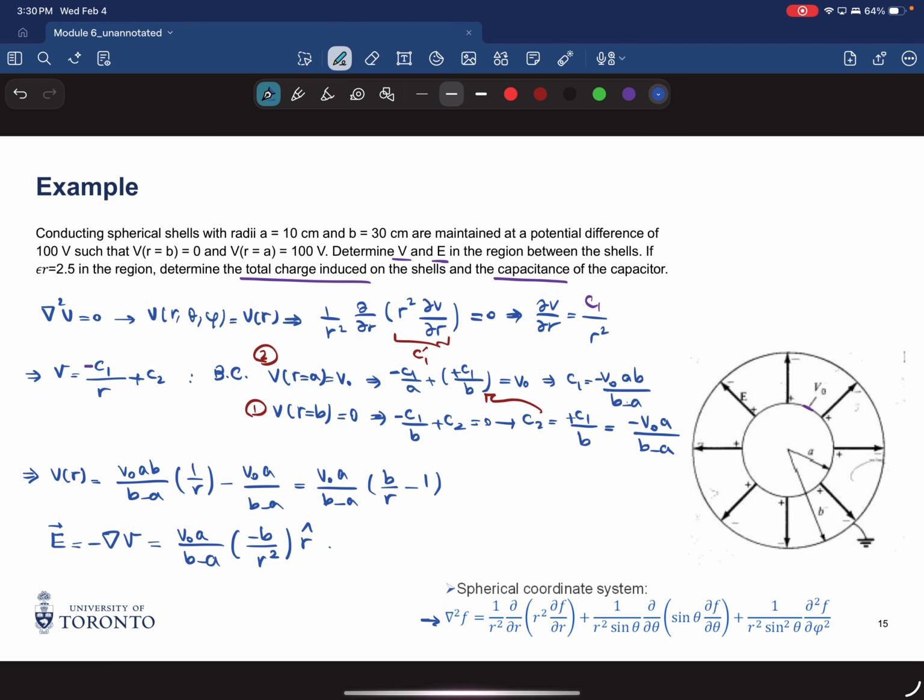So this is going to be minus, and then there is a minus here as well. So it's going to be plus V naught AB, B minus A, 1 over R squared, R hat. And that's our E. Does it make sense? Yeah? Okay.